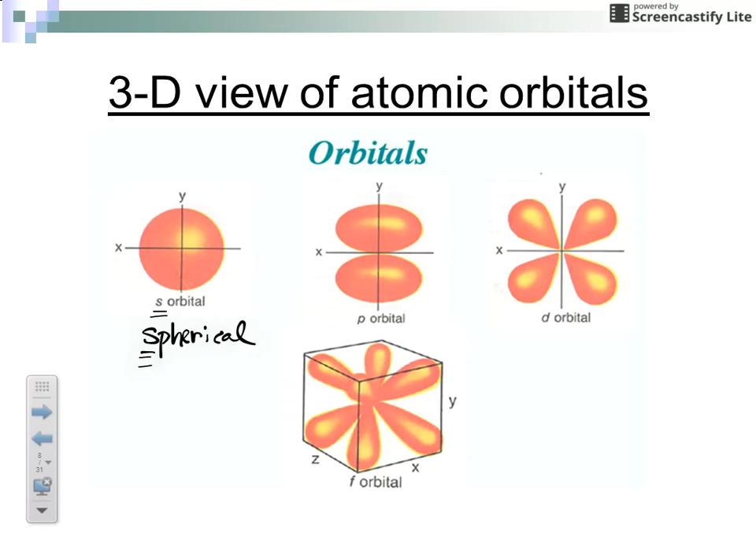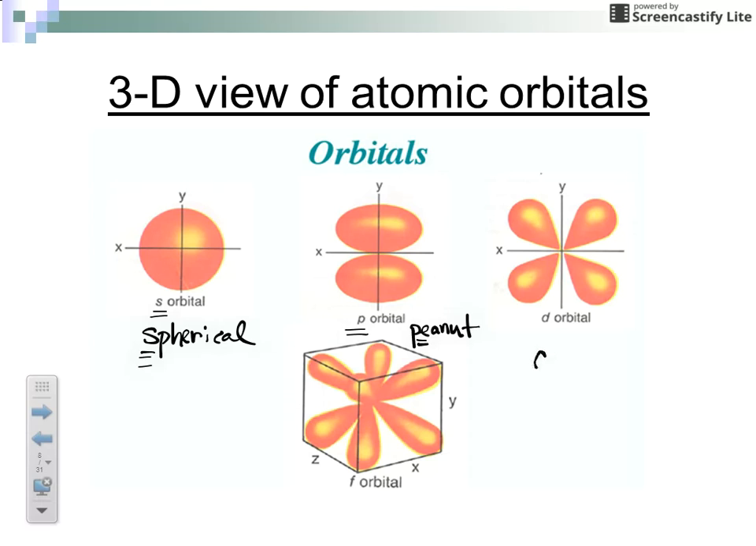Now these are three-dimensional. The P orbital is sort of shaped like a peanut. So I remember P for peanut. The D orbital is sort of like having two of your P orbitals.